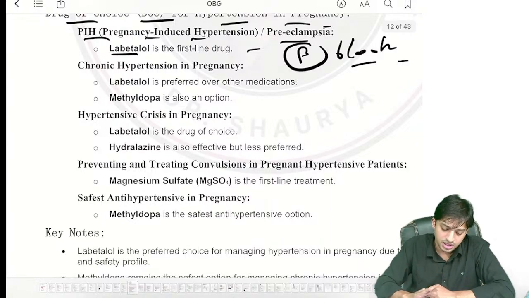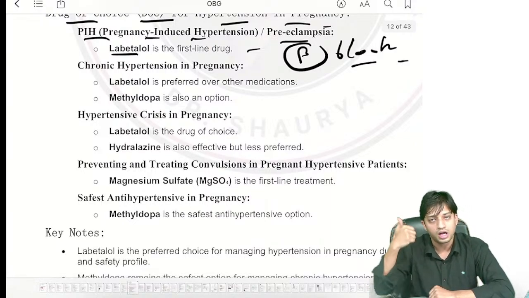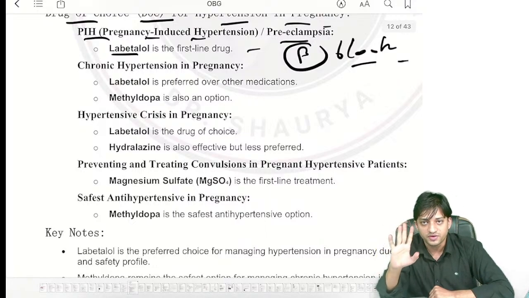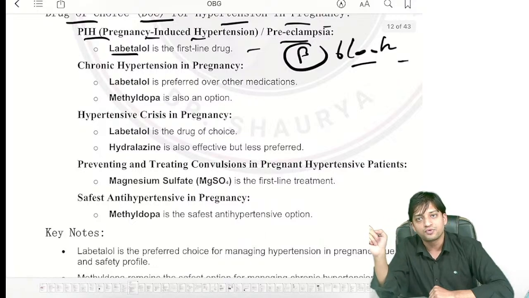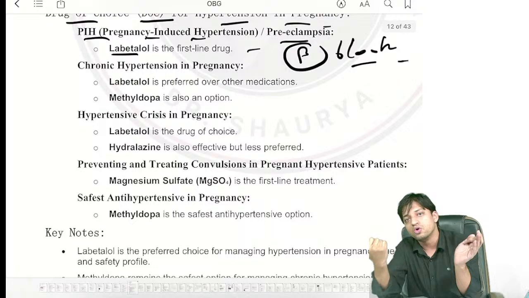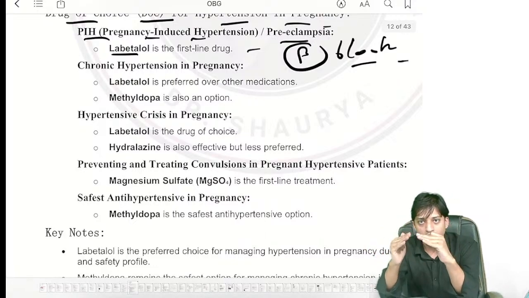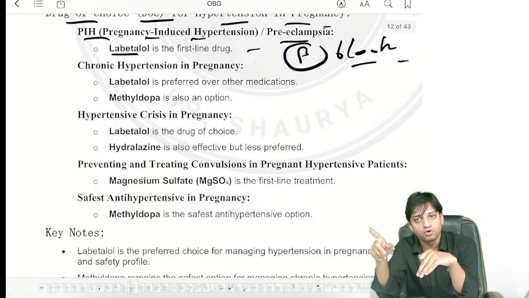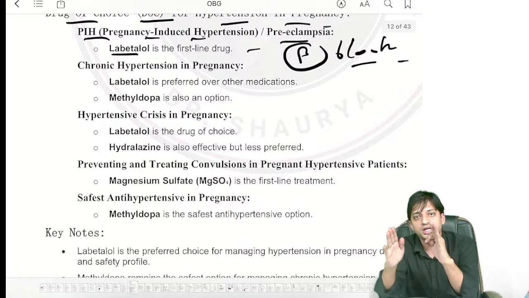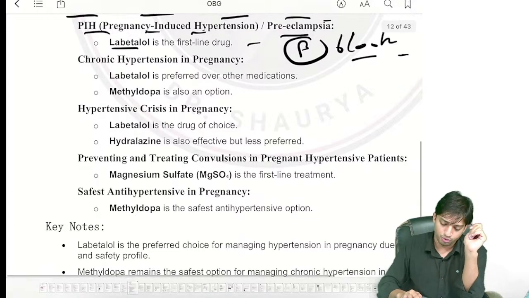We have discussed. Hypertensive crisis in pregnancy, again labetalol will be the drug of choice. Hydralazine is also effective but less preferred. In what cases do you have to give it? I have told you, if there is a history of asthma, then avoid beta blocker and go for the other drug given according to the option. If they give you hydralazine, you can go for it. If they give you methyl dopa, you can also go for that, depending on the question and the options. Be smart in approaching the question.